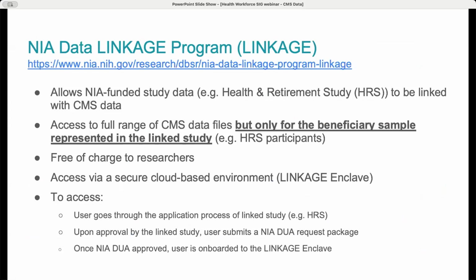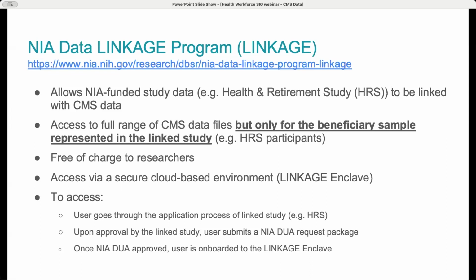So just to talk a little bit about the linkage program. This is a big initiative that NIA has adopted to try to increase access to data. So people who are using data from NIA-funded studies, like the Health and Retirement Study, that's a good example, and they want to link that to CMS data, they can access that linked data for free on the linkage website. But very importantly, as I mentioned before, you don't get access to the entire Medicare population. You only get access to the beneficiary sample that are represented in that linked study. So for HRS, you only get data on HRS participants.